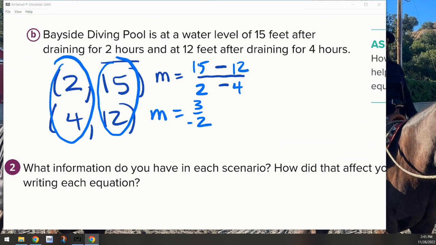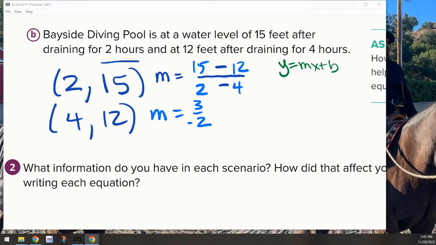Now, we need to find the y-intercept. So y equals mx plus b. So I'm going to pick one of the 2 points that are over here. I'm just going to go ahead and pick this one, because my y value is 12.